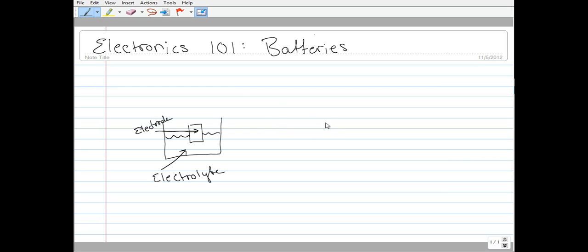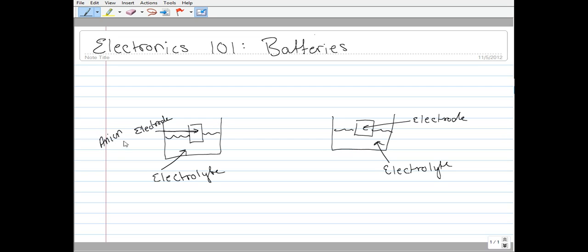So this is one half cell, and you combine that with another half cell. In it is an electrode submerged in an electrolyte. So you've got two half cells that makes one full battery cell. And what happens is these are two different reactions. This one on the left is an anion reaction. It's a negative. You can think of it as the negative terminal of the battery.